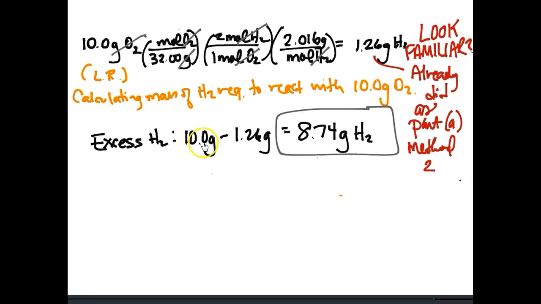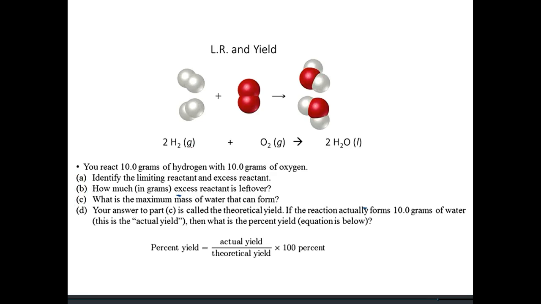So significant figures here, 10.0 is accurate to the 10th place, 1.26 is accurate to the 100th place. When we subtract these two, we need to round this number to 8.7 grams. It doesn't look like I did that, but I should have. It should be 8.7.